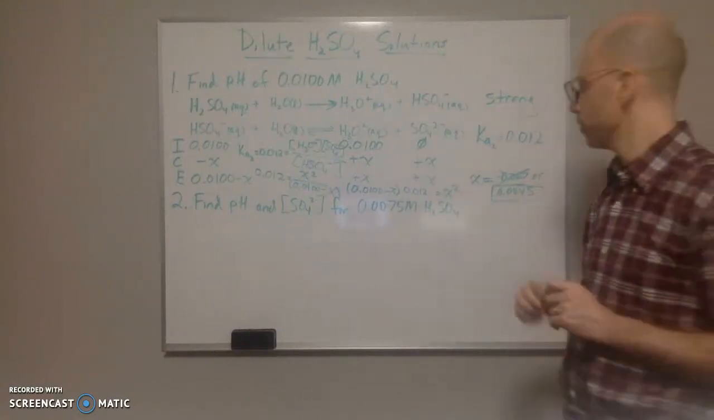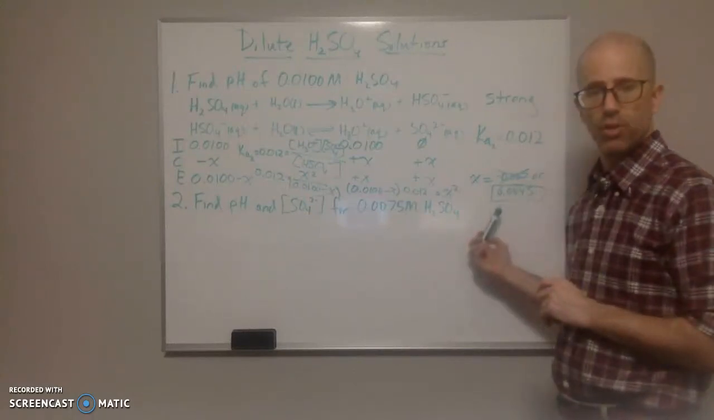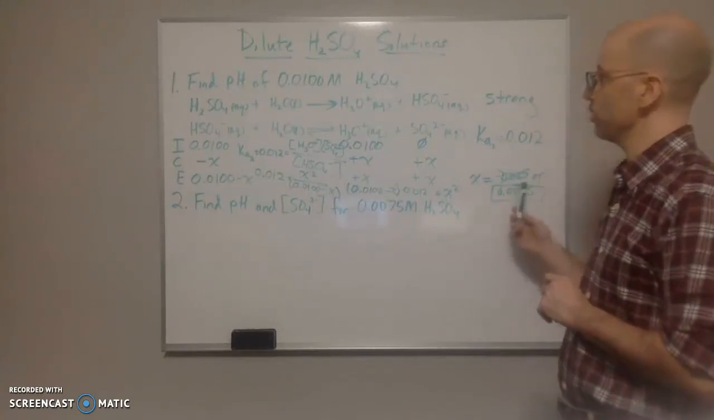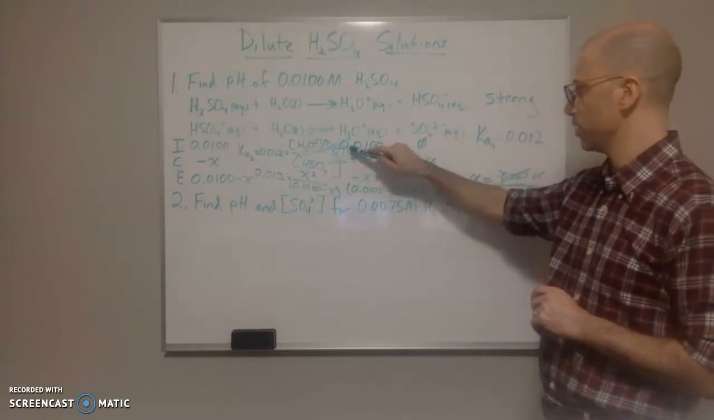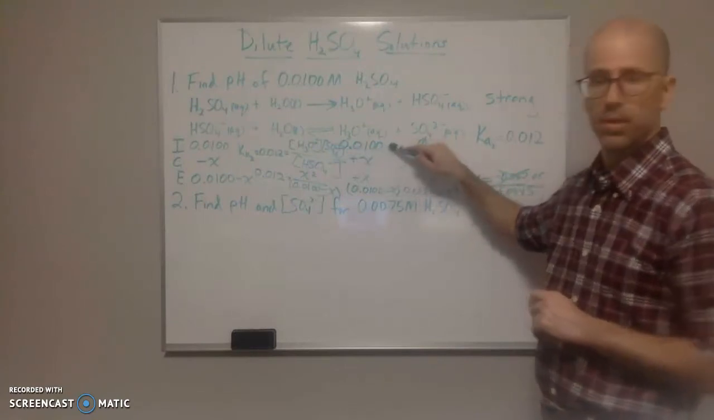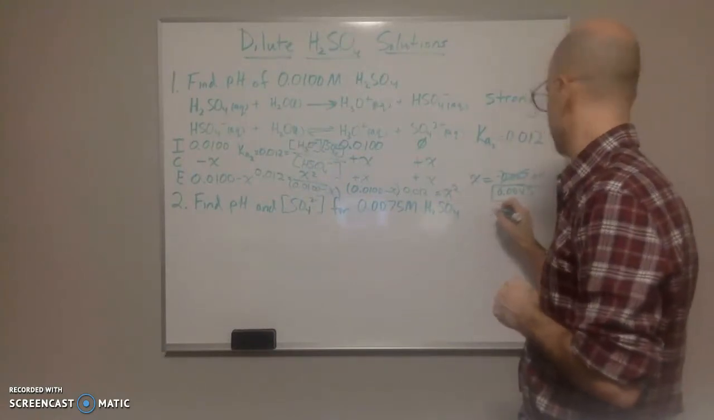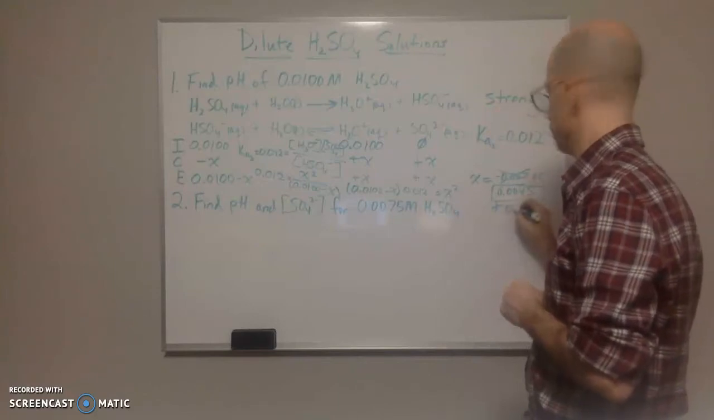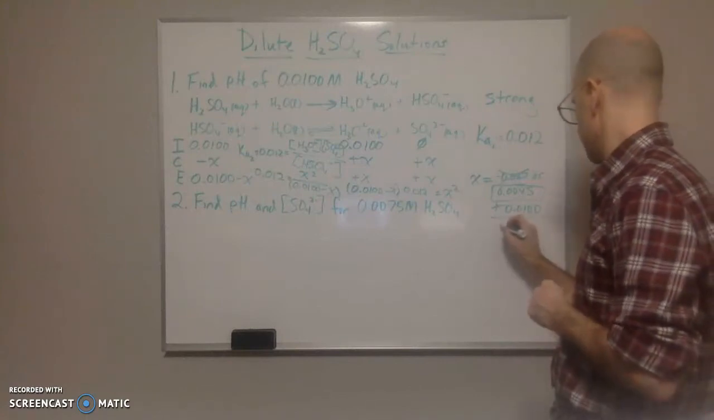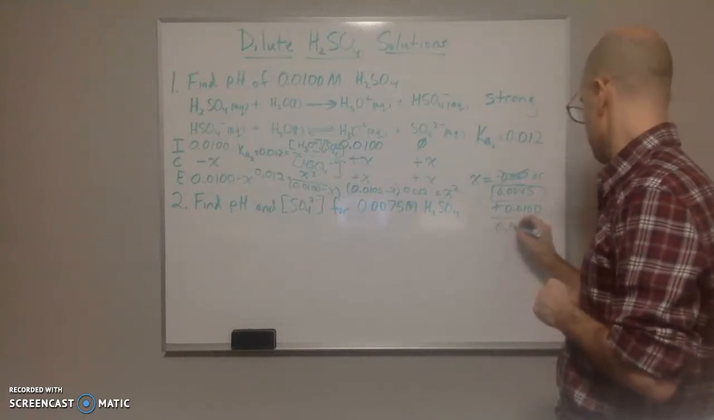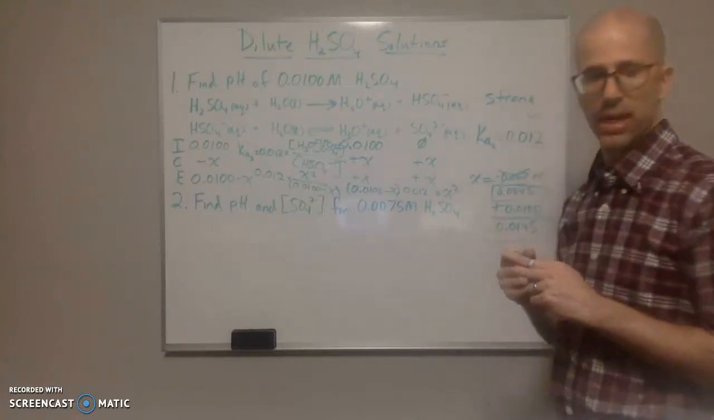So what you're going to have to do now is take this amount here. This is the amount of hydronium ion that is added to the amount of hydronium ion you had to start with, which is 0.0100. So you add those together, and you get 0.0145. So that's your H plus concentration.